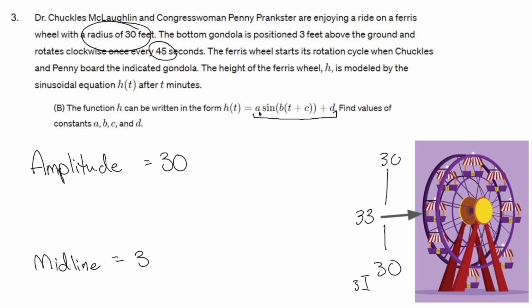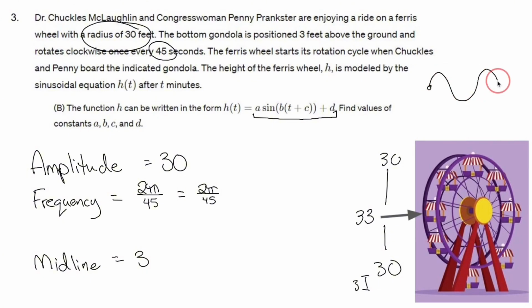If this is a sine function, I need to find B, which is the frequency. The frequency for a sine or cosine function is 2 pi over the period that you came up with, which is 45, which I can't simplify, so we'll leave that as 2 pi over 45. Now, since we started this at sine, right, and it goes up and then down and then up and down, we start where sine is supposed to start, just shifted up 33.